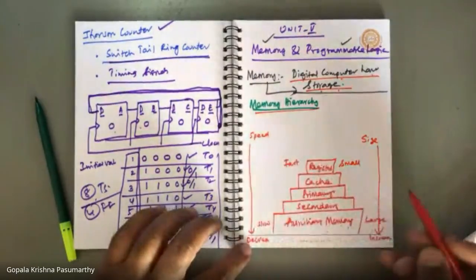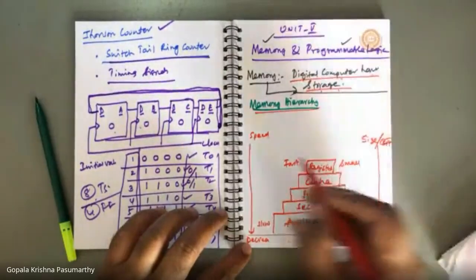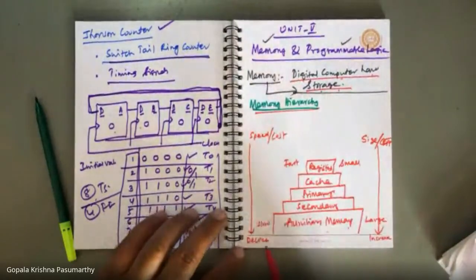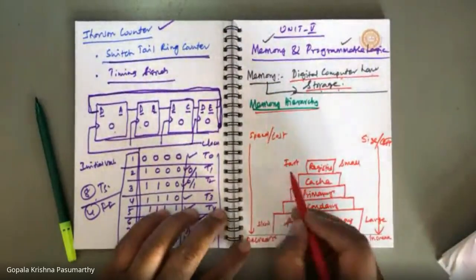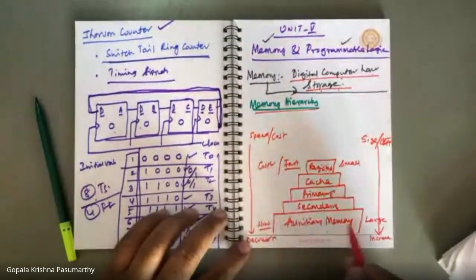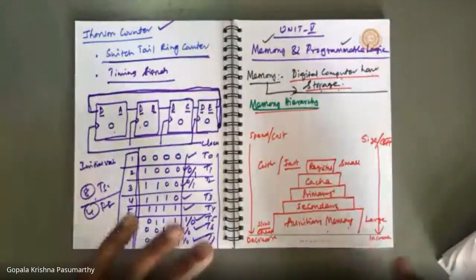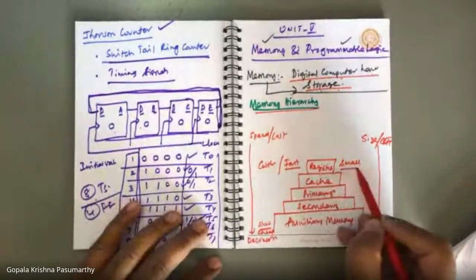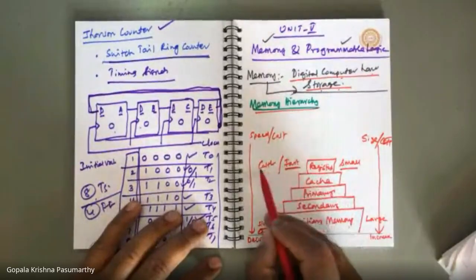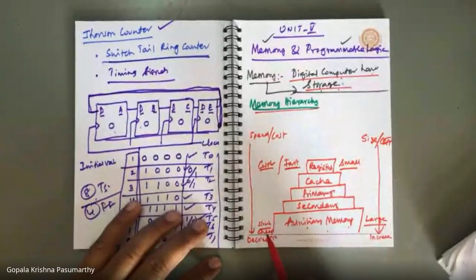In the same way, cost also, from top to bottom, cost also decreases. Means registers are the most costly. Auxiliary memory is the cheapest memory. Got my point? See, how do you understand? Registers are small in size, but fast, but expensive. Auxiliary memory is large in size, but slow and cheap.